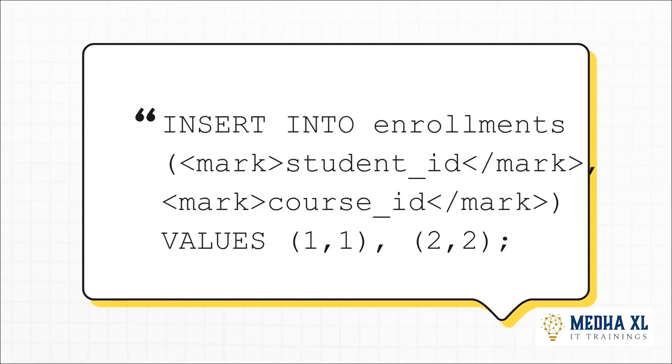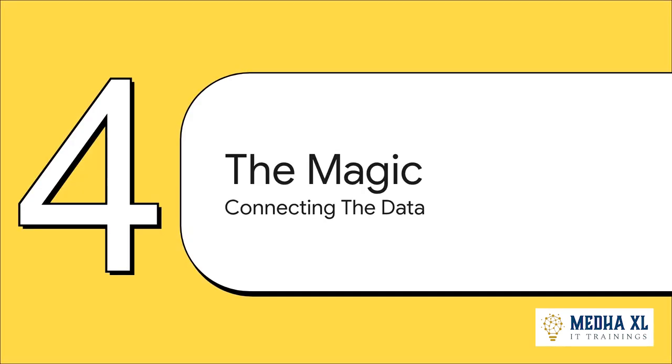Okay, time for the final insertion. This is where we use that clever connector table we made. We're inserting a row that basically says, hey, the student with ID 1 is enrolled in the course with ID 1. Well, who's that? That's Ravi in math. Then we add another row that says, student ID 2 is in course ID 2, and that's Anita in science. We're building the links.